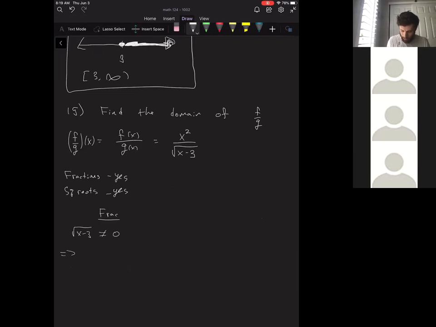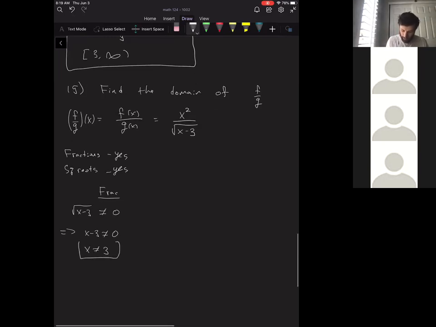But if we just square both sides, this tells us that x minus 3 can't be 0. Since we can square the left-hand side and square the right-hand side, 0 squared is 0, and if we square the square root of x minus 3, that just becomes x minus 3. So we can't have that being 0, and then that means if we add the 3 over, x is not allowed to be 3. Okay, so there's one thing. x is not allowed to be 3.